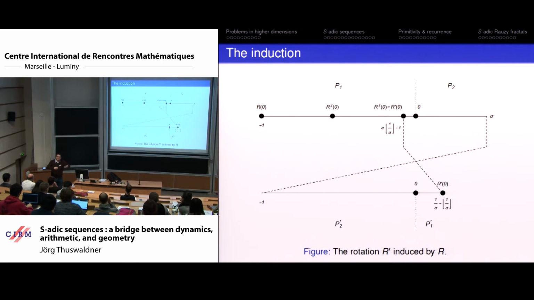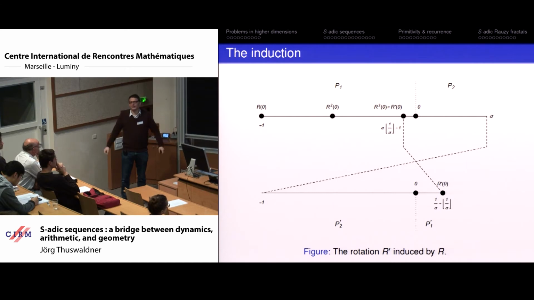And you induce again and again and again, and this is how you produce your sequence of substitutions. So Sturmian sequences are S-adic, and rotations are S-adic. That's why they are the same. And it's not hard to do the transition from words to sequences.